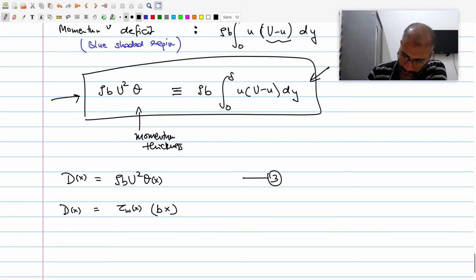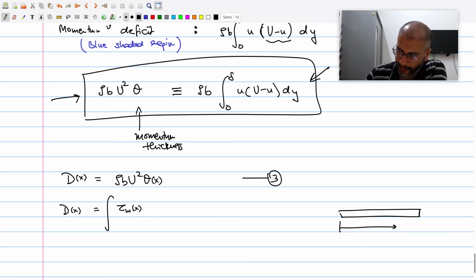Okay, sorry, this shear stress changes with x, so I made a mistake. If you're talking about a plate and some general x distance here, then the tau wall will change from left to right because the boundary layer thickness is changing. So the slope will change. If the slope changes, then the tau wall also changes.